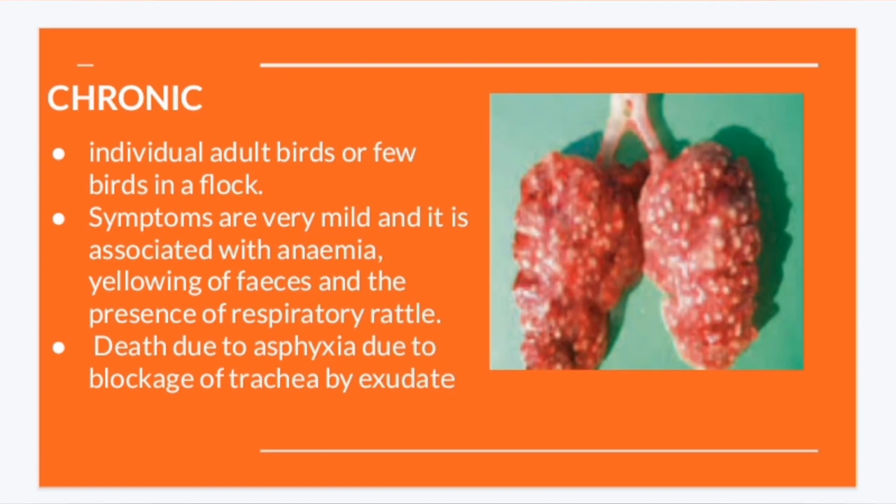Coming to chronic aspergillosis, it is mainly seen in individual adult birds or a few birds, and these affected birds will survive for a longer period in a declining state. If it is a layer, then egg production will decline over a period of time. The symptoms are much milder than acute aspergillosis, and it is associated with anemia, yellowing of the feces and respiratory rattles. Death may be due to asphyxia because the trachea will be full of exudates, which blocks air exchange.